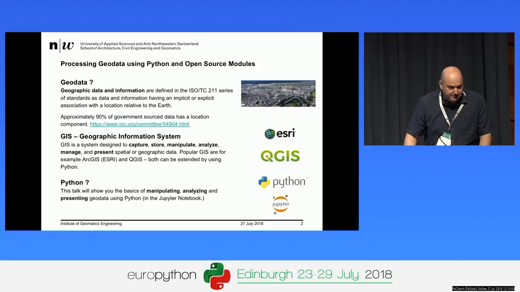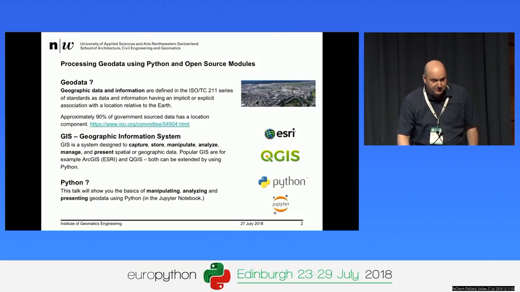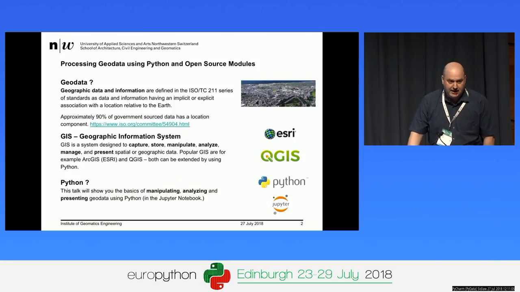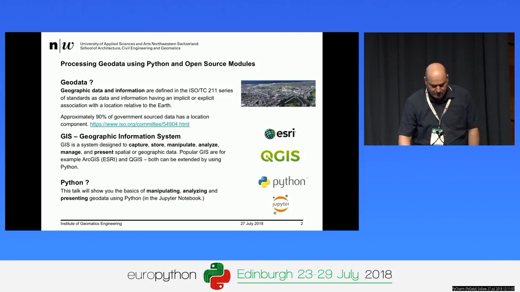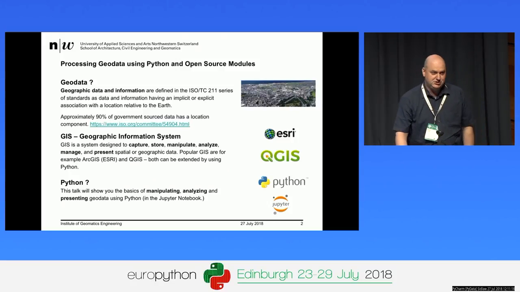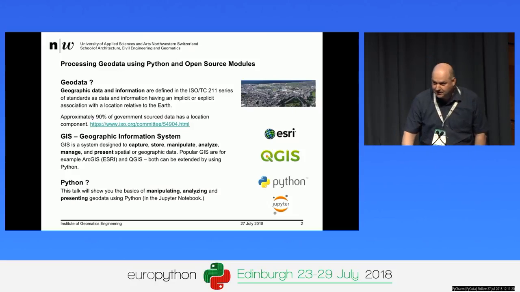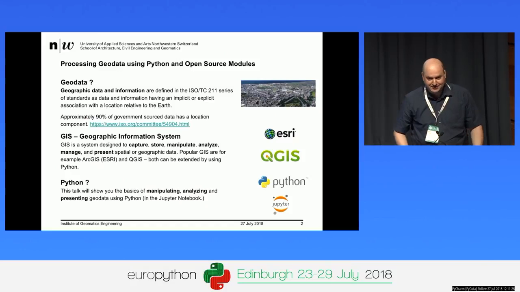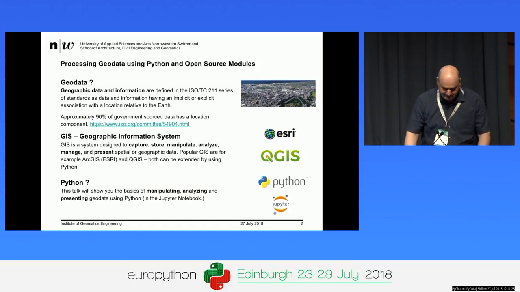And there are many different geographic information systems available today. I want to highlight two. One is ArcGIS of Esri, and the second is QGIS. Both can be extended using Python. However, I will not talk about geographic information systems today. I want to show you how to process geodata using Python in a Jupyter notebook.